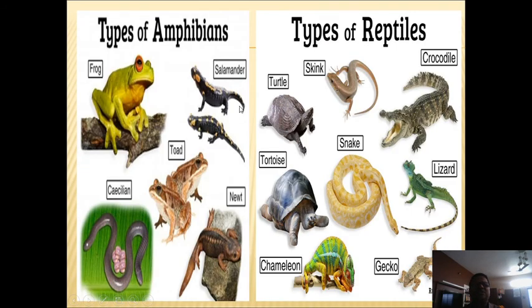These are the pictures of the amphibians. This is the frog, then salamander, this is the toad, then Sicilian. The class Amphibia is divided into different subclasses, which we will study in the next chapter. These are certain examples of amphibia.